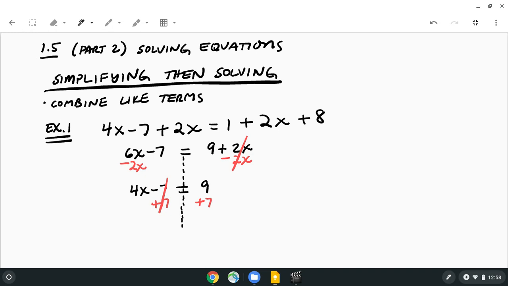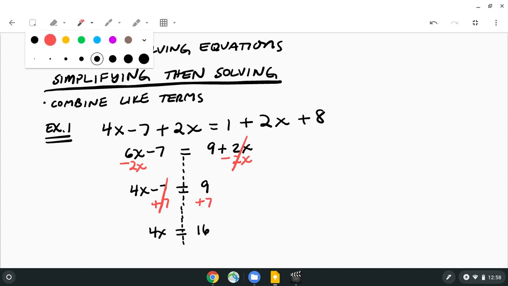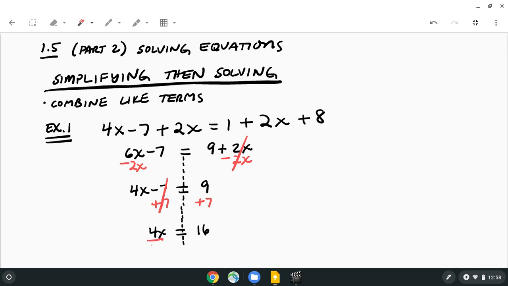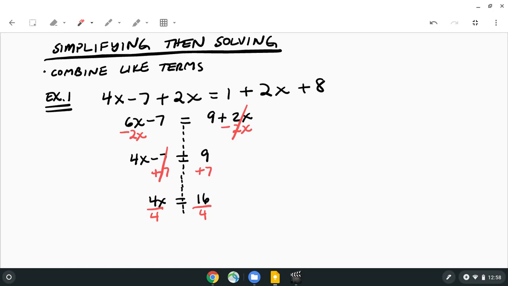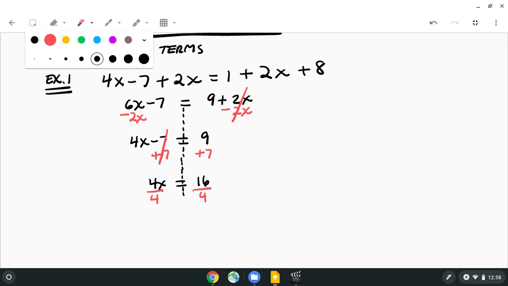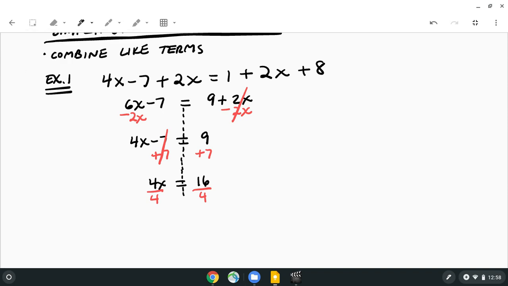And so on the left-hand side, I have 4x. On the right-hand side, I get 16. And now I can divide both sides by 4. So I'm going to divide this side by 4 and this side by 4. 4 divided by 4 is 1. So I get 1x equals 16 divided by 4 is 4. Okay.